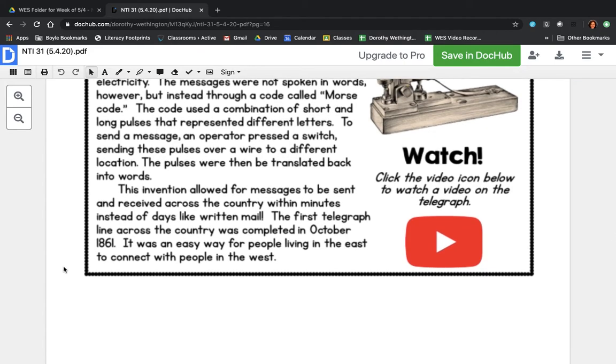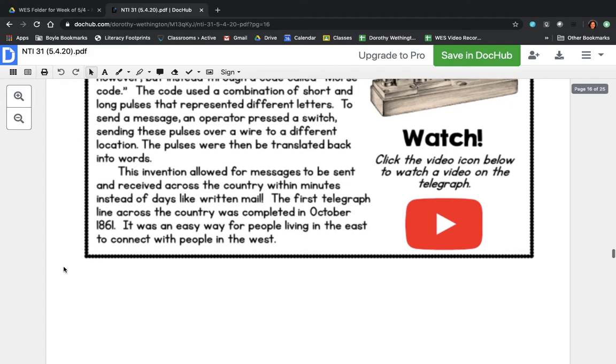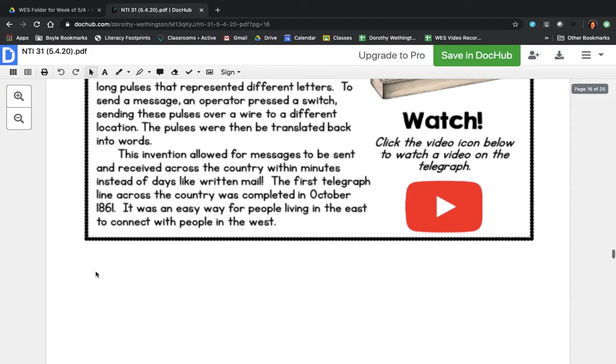This invention allowed for messages to be sent and received across the country within minutes instead of days like written mail. The first telegraph line across the country was completed in October 1861. It was an easy way for people living in the East to connect with people in the West.